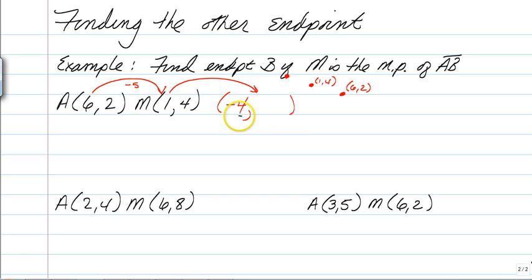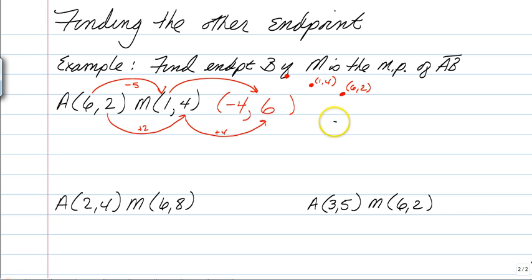That's it. And you do the same thing for y. If we have an endpoint at 2 going to the midpoint at 4, we add 2. So then we just have to add 2 to 4, and that'll bring us to 6. So your other endpoint is negative 4, 6.